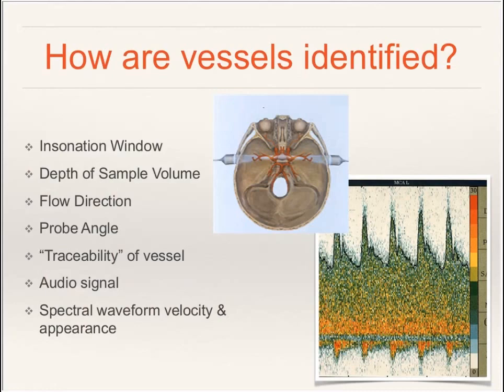So how are vessels identified? Well, the insonation window, which is usually the temporal window, the depth of the sample volume, the flow direction of the flow. So is the flow moving towards the transducer, or is it moving towards the midline? The traceability of the vessel. How far can you actually track that vessel easily? The audio signal and the spectral waveform and velocity.